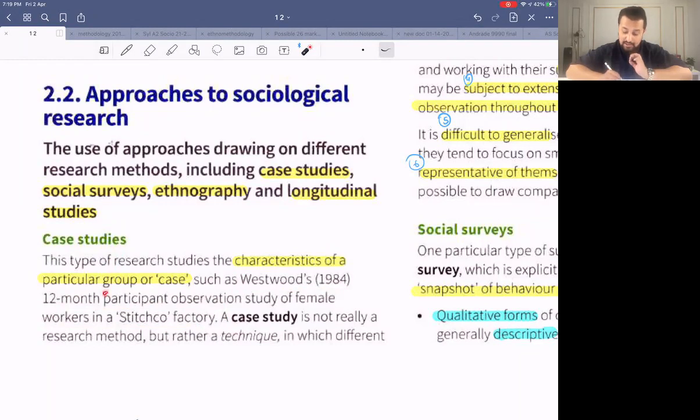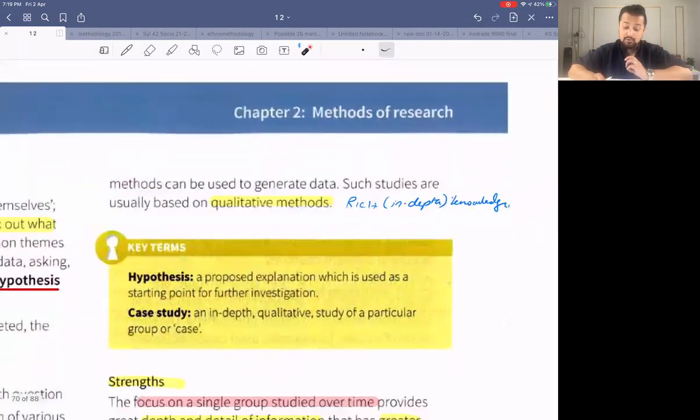But for data collection you will have to use some data collection technique, as in this case we have participant observation, right? Be very clear on this. Moving on, a case study is not really a research method but rather a technique in which different methods can be used to generate data.